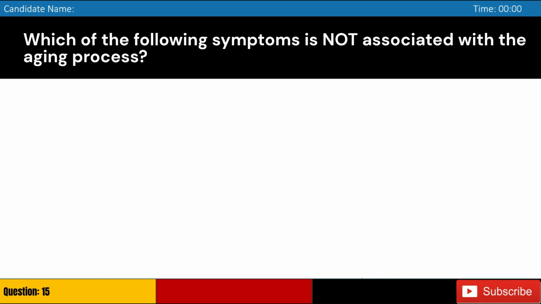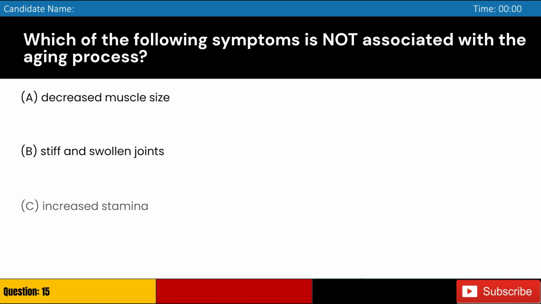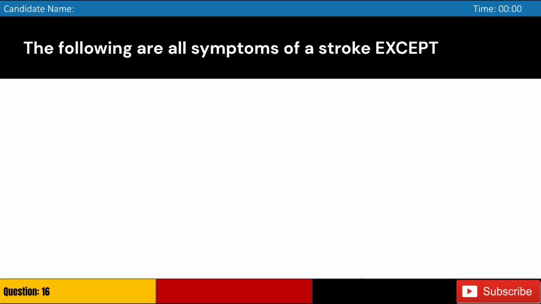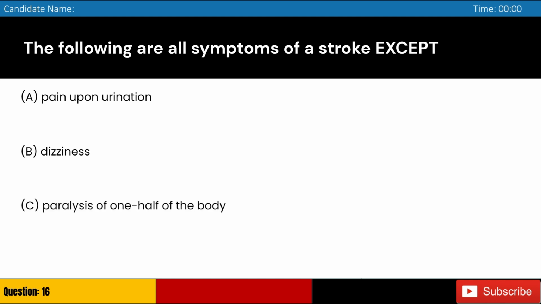Which of the following symptoms is not associated with the aging process? A. Decreased muscle size. B. Stiff and swollen joints. C. Increased stamina. D. Brittle bones. Answer C. Increased stamina. The following are all symptoms of a stroke except A. Pain upon urination. B. Dizziness. C. Paralysis of one half of the body. D. Difficulty speaking. Answer A.